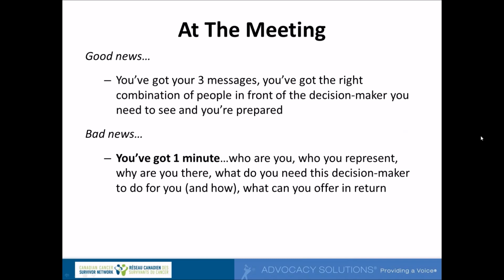If you don't do this, especially when you're advocating to a politician, they'll still be there in body, but trust me, their mind will have checked out, and they will not be as focused as they would be if you can do that. In terms of what you can offer in return, again, not all circumstances lend themselves to that, but there are certainly circumstances that do.